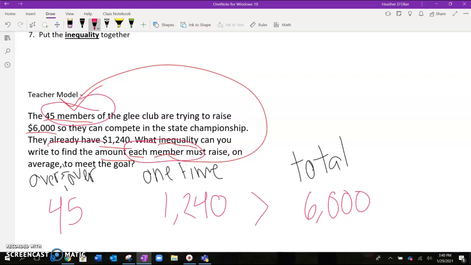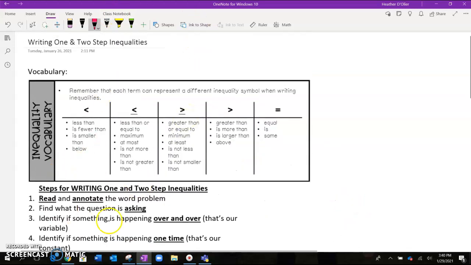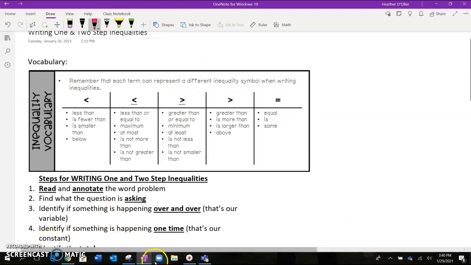And notice that the greater than is referring to the 45 and the 1,240, because I'm saying I want this amount to be greater than 6,000, and I'm totally okay if we hit exactly 6,000. So the last thing that I'm missing is an addition or subtraction and my variable. And if I look at my steps, the variable goes with my over and over.